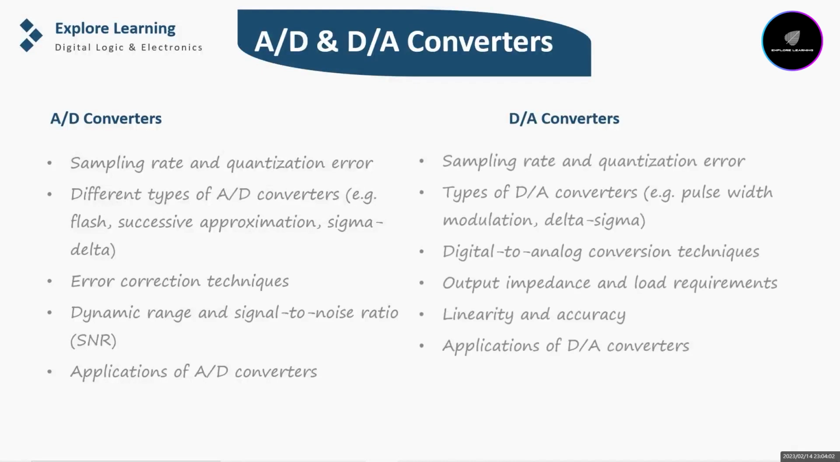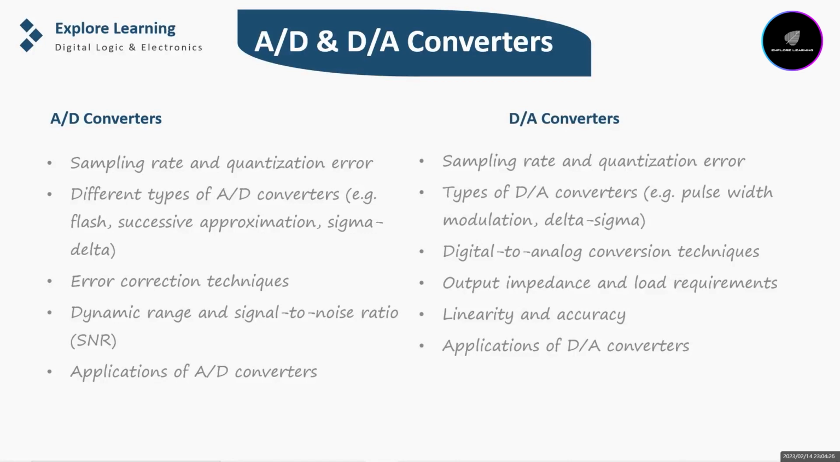And then on the DA converter aspect, we'll talk about the sampling rate and quantization error as well, the types of DA converters. We'll talk about the pulse width modulation, the delta sigma. We'll also talk about the digital to analog conversion techniques, the output impedance and load requirements, linearity and accuracy, application of DA converters as well.